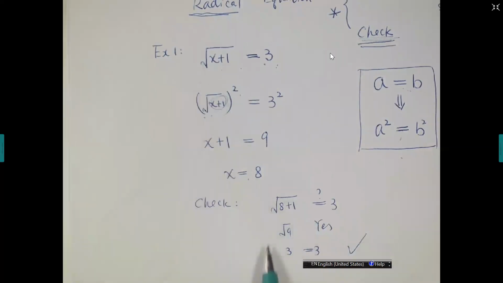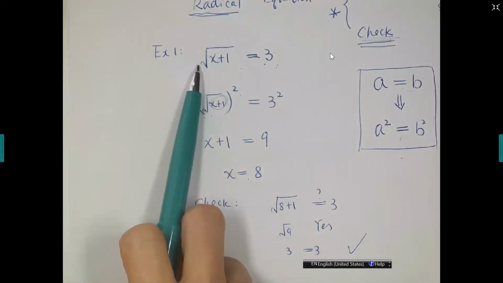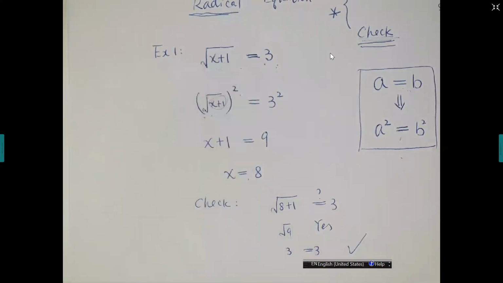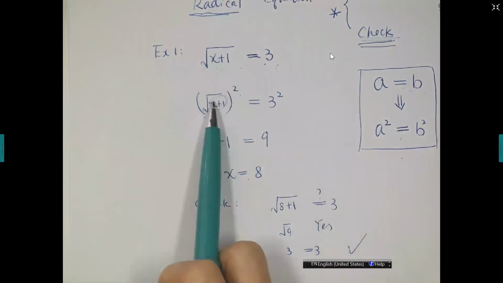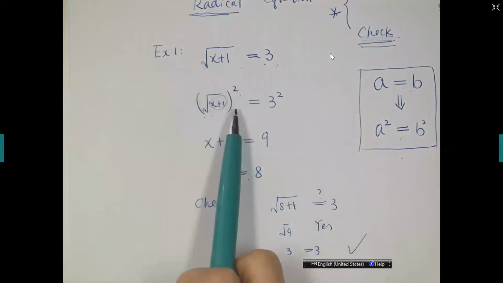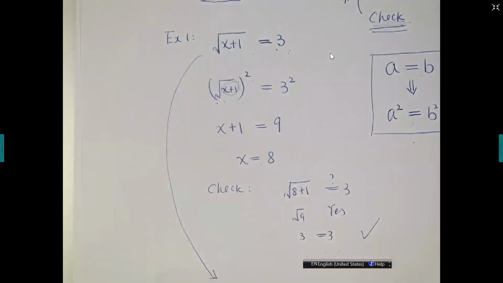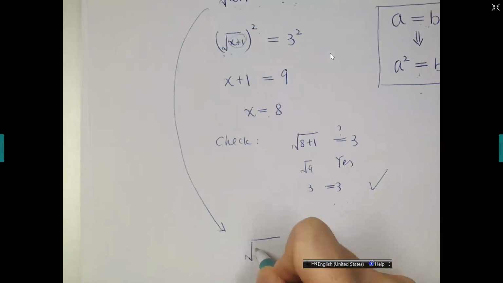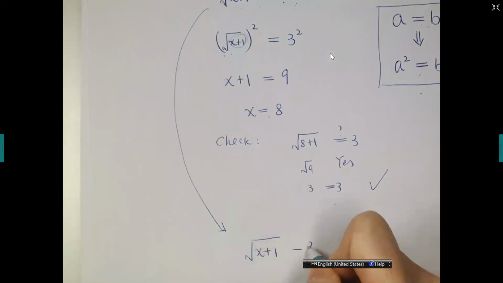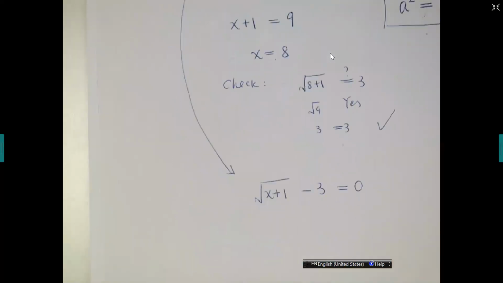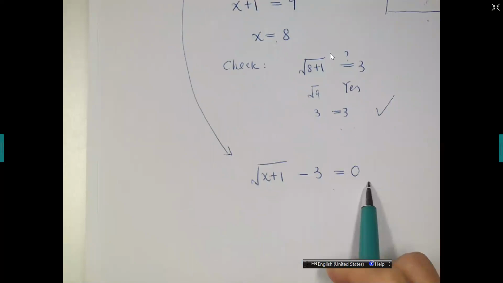So this is a very, very typical radical equation. What do we get from this equation? If we want to get rid of the radical symbol, we just square it. But when we square it, we have to make sure this radical term is staying on one side by itself. So that equation here might show up in another way. So I get radical x plus 1 minus 3 equals 0. So sometimes the equation will be given in this way.